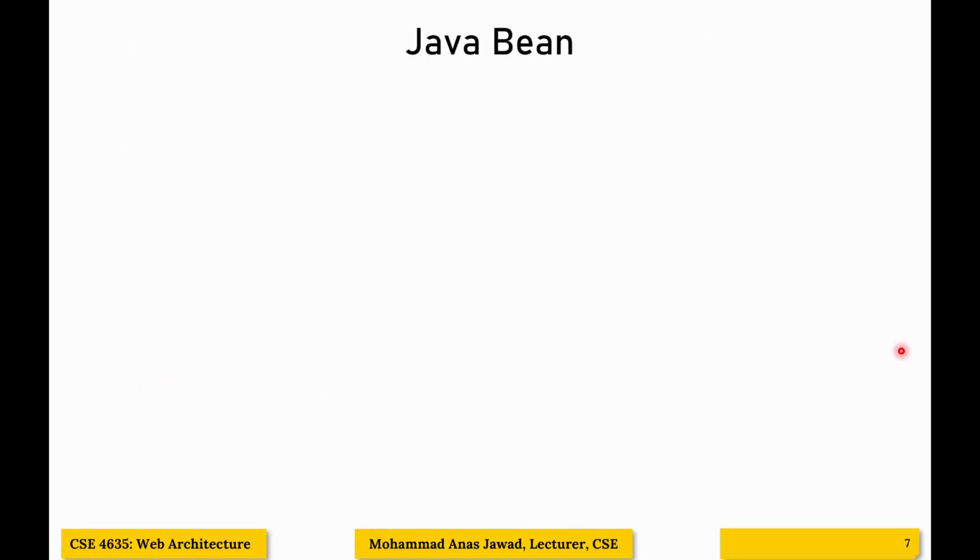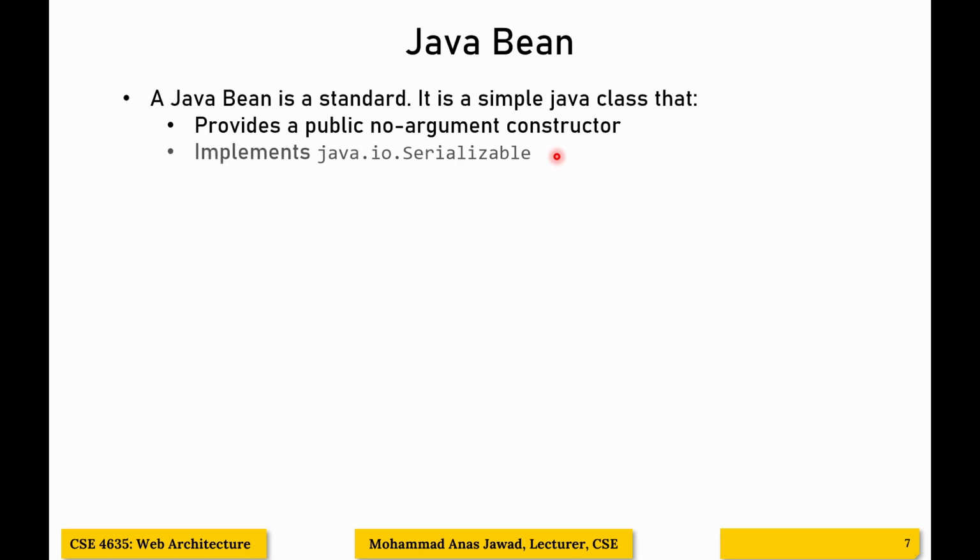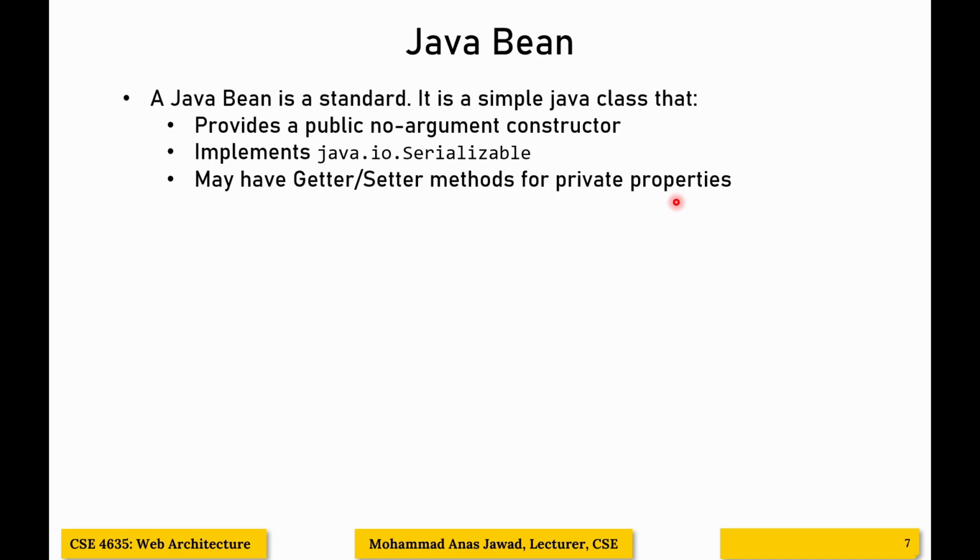All right, now we move our discussion to JavaBeans. A JavaBean is simply a standard. It is simply a fancy name for a simple Java class that provides a no-argument constructor, and it implements the java.io.Serializable interface. It may also have getter and setter methods for its private attributes or for its private properties.